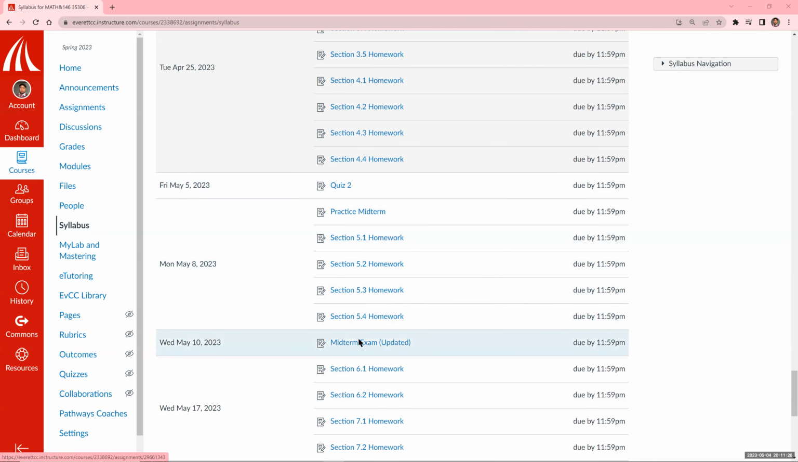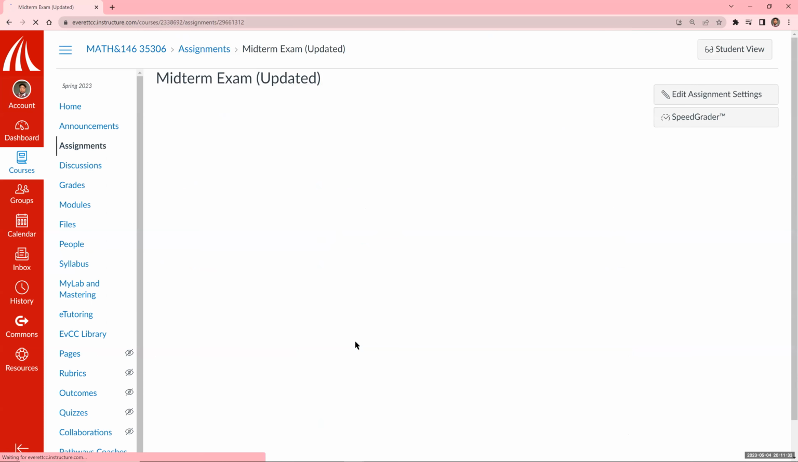It says that the midterm exam is due Wednesday, May 10th, but if you click on it, it says that you cannot take this test until May 9th. So it's actually going to be open on Tuesday, May 9th, right at midnight, and it closes on Wednesday. So let's get clear on that.